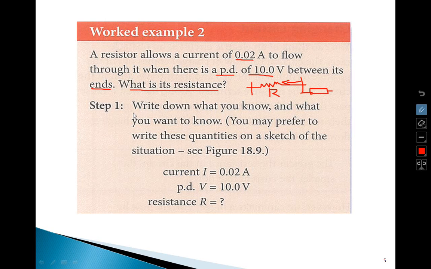First, write down what you have in the example. Write down what you know and what you want to know. So here we have I and V, and we need to find R. We have I is 0.02 ampere, and V is equal to the voltage, 10 V. We need to find R.